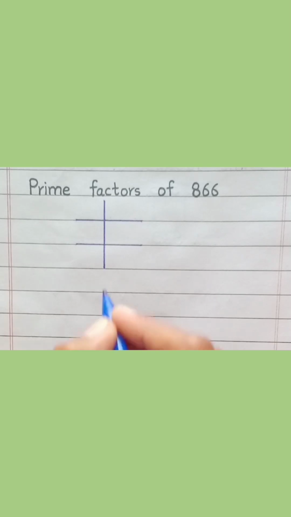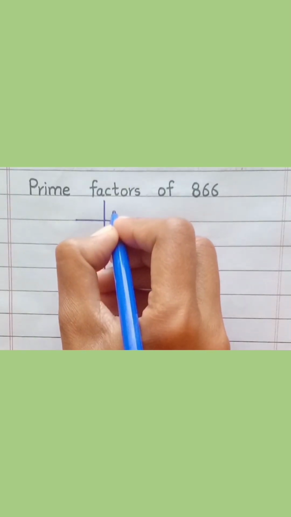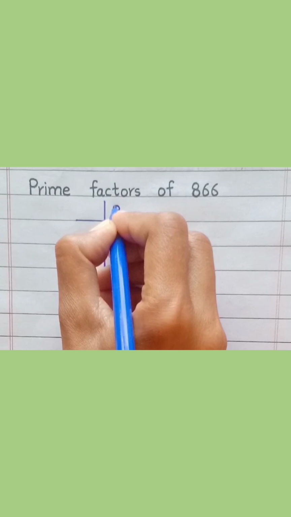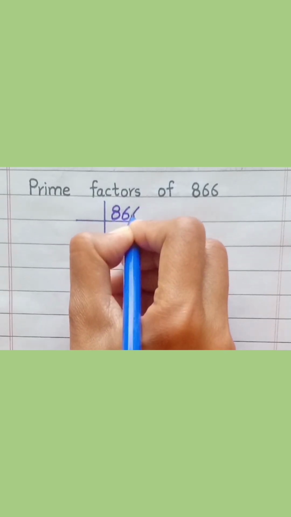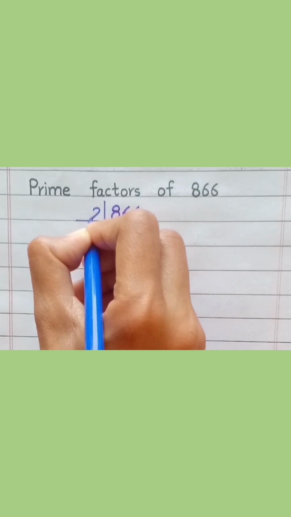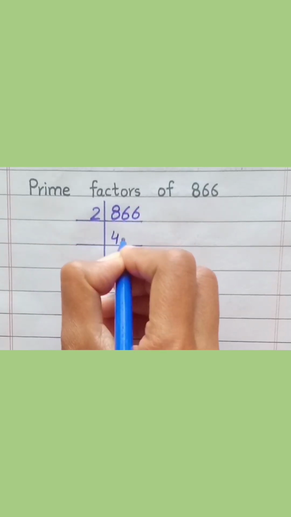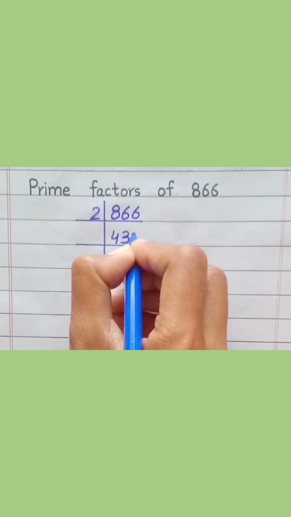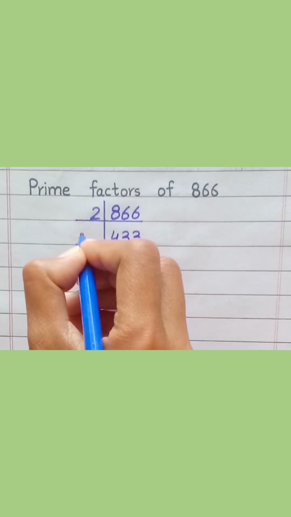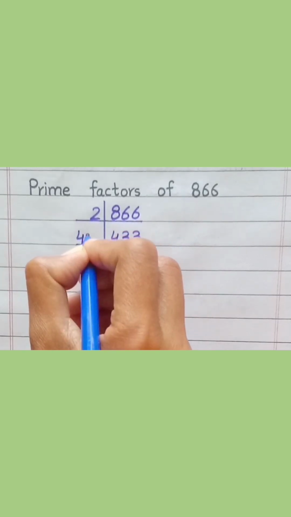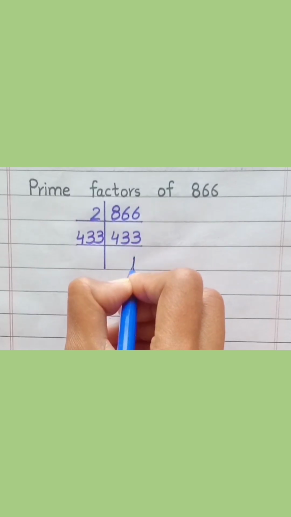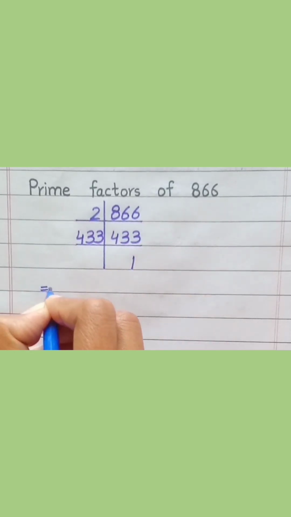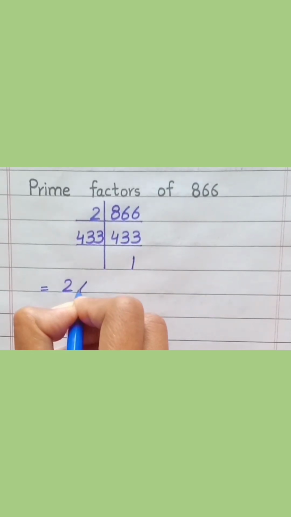Prime factors of 866. 2 4s are 8, 2 3s are 6, 2 3s are 6. 433 ones are 433, equal 2 multiply 433.